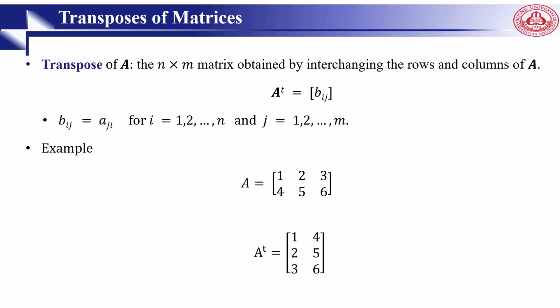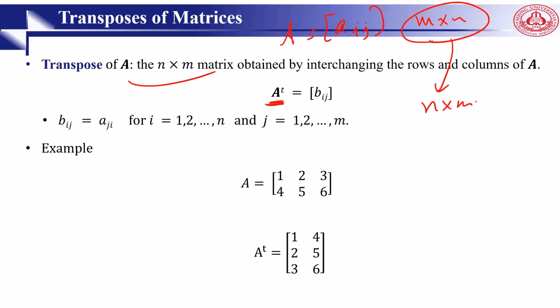Some slides ago, we had the terminology of transpose. Transpose is simply changing rows by columns. If we have a matrix A, which we show by Aij, that is an n by n matrix, then the transpose, which we show by At, is also n by n. We just interchange the rows and columns of the matrix. So Bij equals Aji.